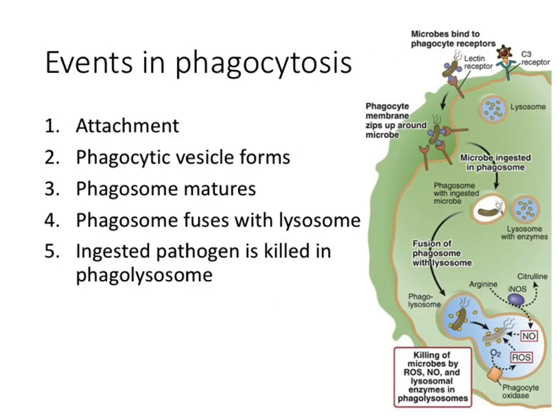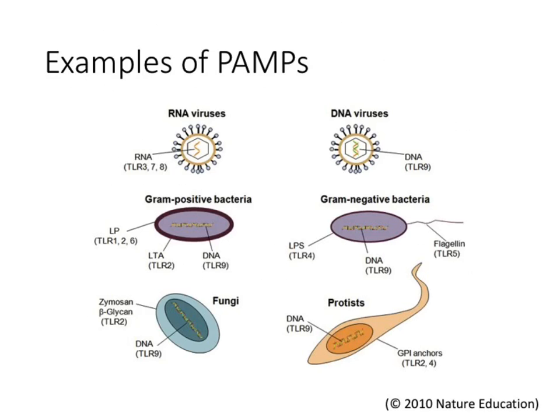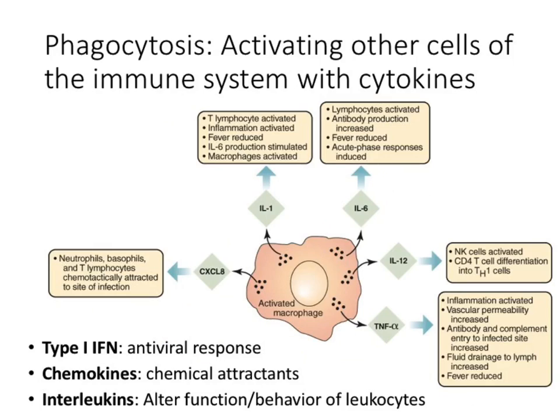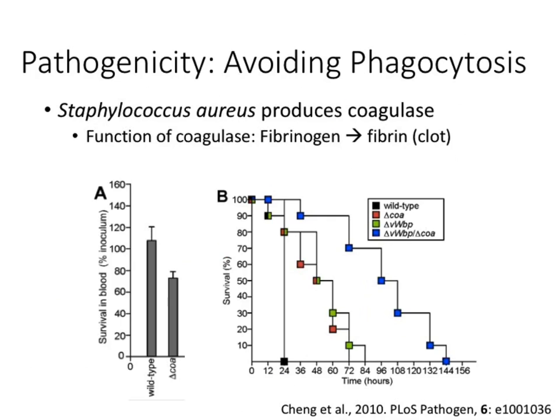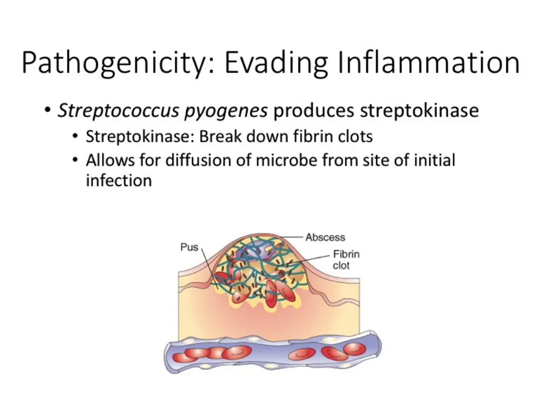But where I do want to go then is to talk about some examples in which pathogens will respond to this. The first one actually is something that we've seen in lab. So Streptococcus pyogenes. No, we haven't seen this one in lab. Sorry, I'm thinking of something completely different. Some organisms will evade the inflammation response.